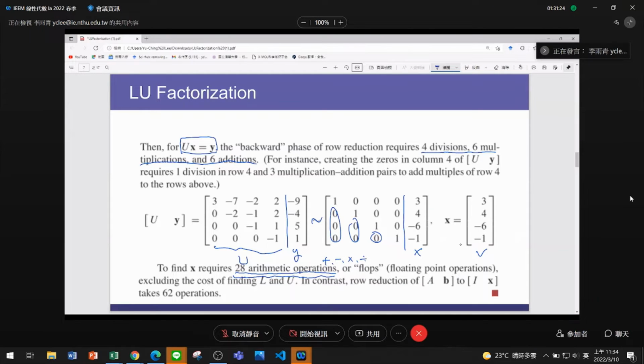Here is a comparison. In contrast, if we do Ax equals b directly, there will be 62 operations needed. Because we do not know whether some positions have 0, we will need to enumerate and go through every single element to find out whether that value is a non-zero value or 0 value and then record it.